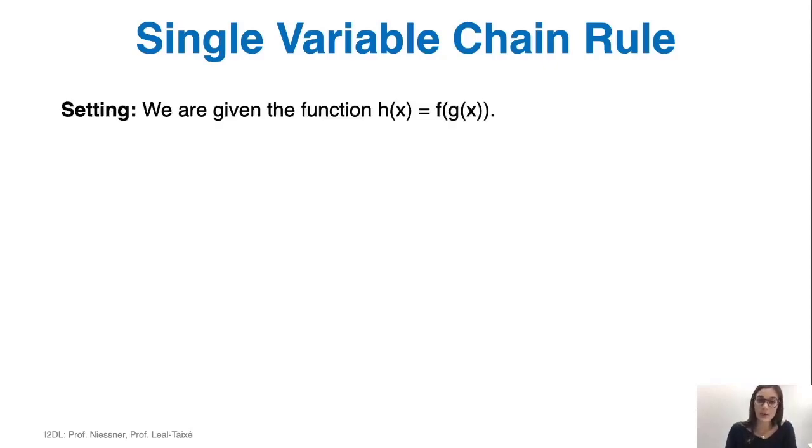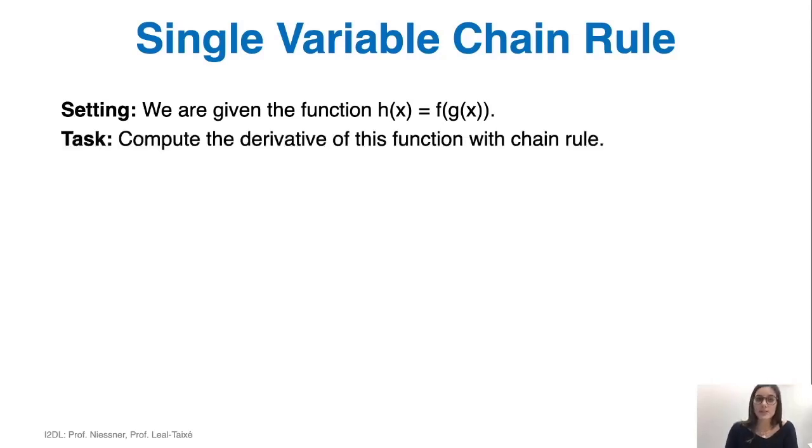The setting is now that we are back at real valued functions. So we have a look at a function which is going from R to R. And the setting is that we have a composition of two functions. So we are given a function h of x, which is defined by the composition of f and g. So it is defined by f of g of x. And now our task is to determine the derivative of this composition of functions. And this is the setting where we use the chain rule.